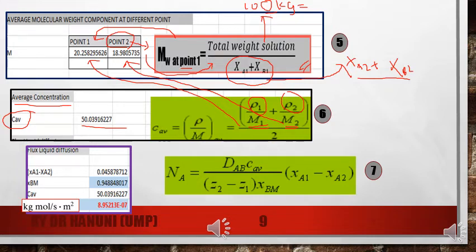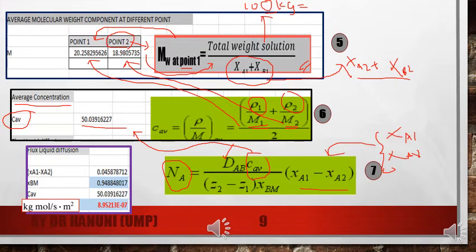And finally, when you already calculate all the parameters needed in the equation here, you will manage to get NA, the flux value of A. Remember the DAB is given in the question. The CAV, the C average, is here in step 6. You just calculated it already. For XA1 and XA2, you need the information in step 4, where if you already have the CA1 and CA2, then you manage to get the difference between these values.